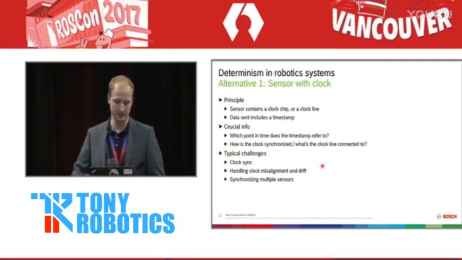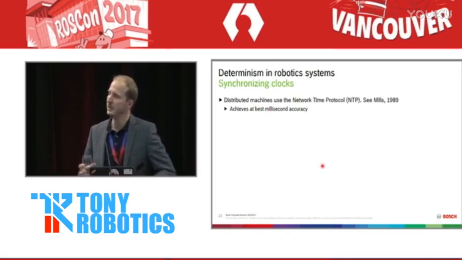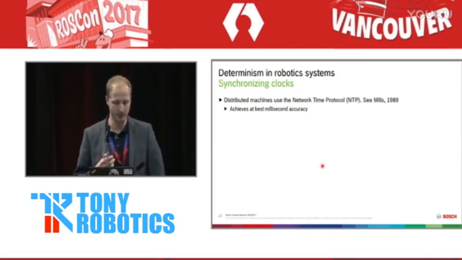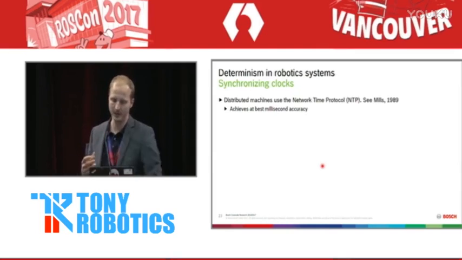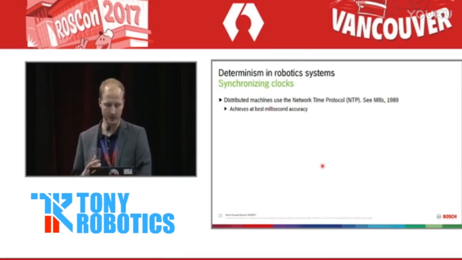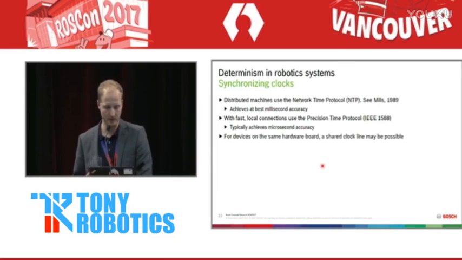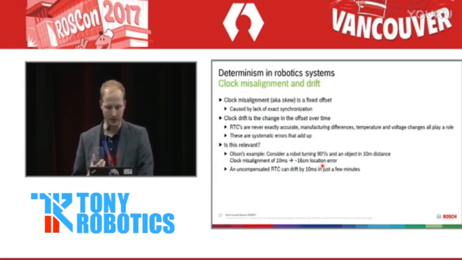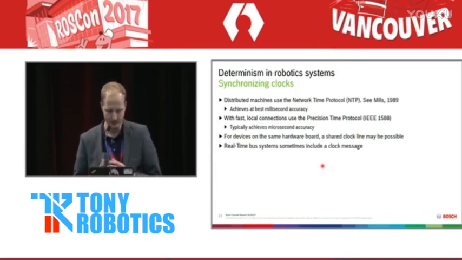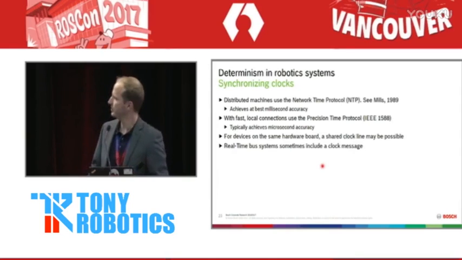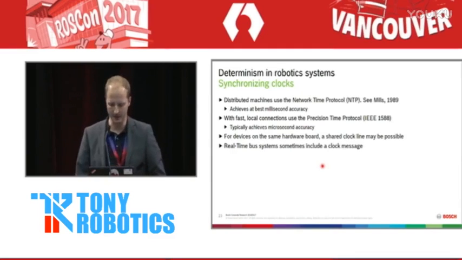This gets worse if you need multiple sensors. So how do you synchronize clocks? Well, if you have a big sensor with a microcontroller in it, you can use, between multiple machines, NTP, which can do millisecond accuracy. On a local box, you can use precision time protocol with microsecond accuracy. If you have your own hardware, you can use a clock line. Many real-time bus systems include clock sync. But that's all high-end. In many cases, you don't have that.